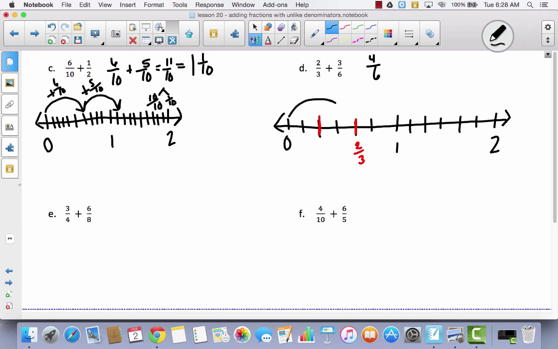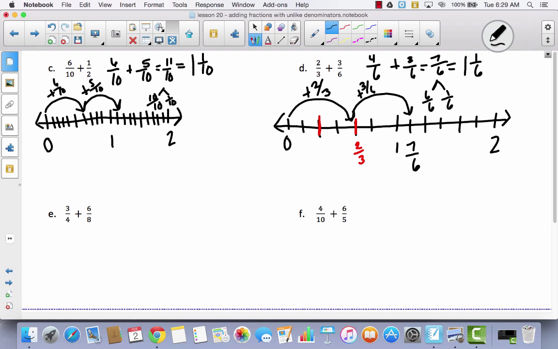So I'm going to add 2/3, and then I'm going to count over 3 6s. 1, 2, 3. And that puts me right here at 1 1/6 or 7 6s. So 4 6s plus 3 6s equals 7 6s. So I can separate this out and say this is my whole, and this is what's left over. So 7 6s is 1 1/6.